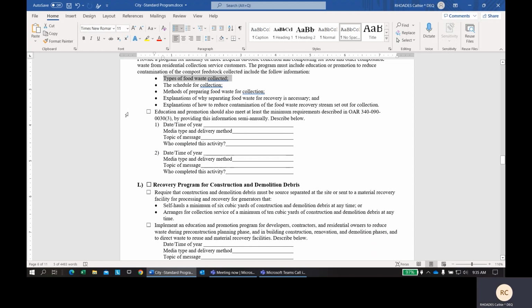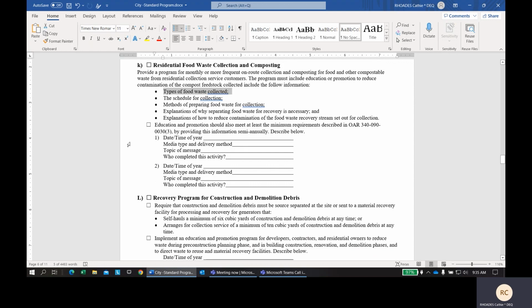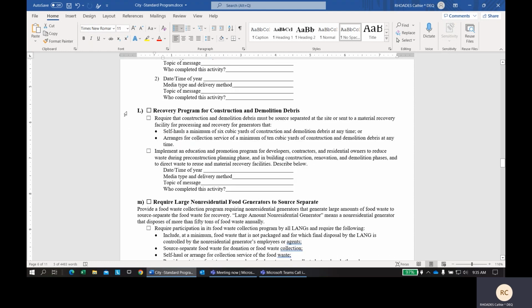You're required to provide education about this program at least twice a year. Once again, this could be another opportunity for you to piggyback on other programs that you're doing. Around the state, lots of programs include food waste in their residential yard debris. So if that's the case here and you're already promoting your residential yard debris program, you could add food waste education to that and piggyback on the methods you're already using to get that information out. Let's move on to L.